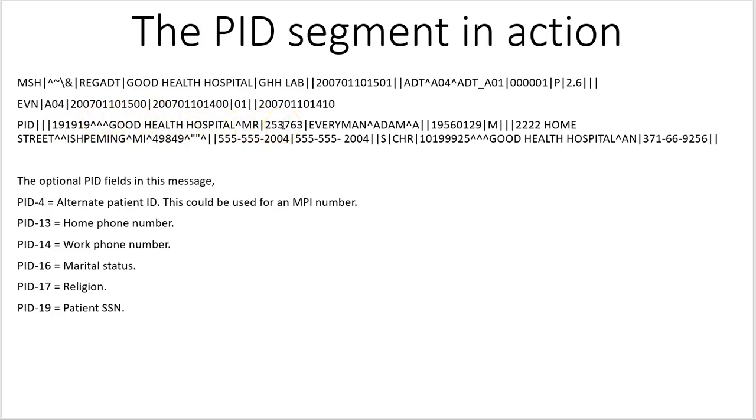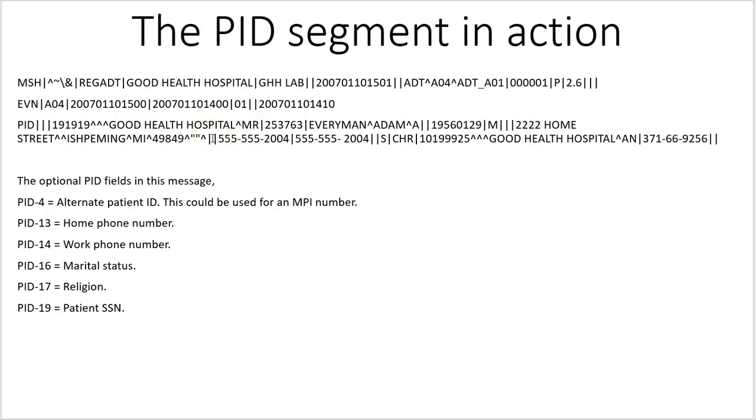Here's PID 4. This is one of the optional fields in this particular message. It is an alternate patient ID. This is a good place to put an MPI number. So that's PID 4. Here's PID 5, the patient name, broken out by our component separator. Here's PID 6, blank. PID 7 contains patient date and time of birth. PID 8 contains sex. 9 is blank, 10 is blank. 11 contains the patient address. It goes all the way over to here.